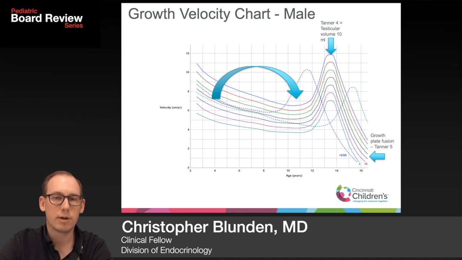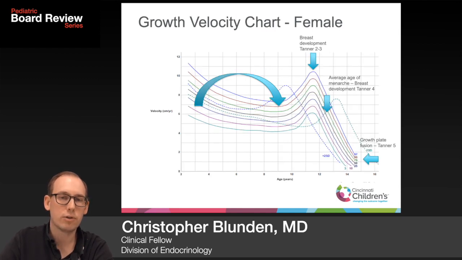and for boys on average that occurs at approximately 13.5 years old at about Tanner 4 or a testicular volume of 10 milliliters. This is in contrast to females who achieve an earlier growth spurt at about Tanner 2 to 3 breast development, and at a slightly earlier age than males as well, at about age 11.5 on average for American females. The average age of menarche then is about 12.5 with a breast development of Tanner 4, and growth plate fusion is then achieved after that point.